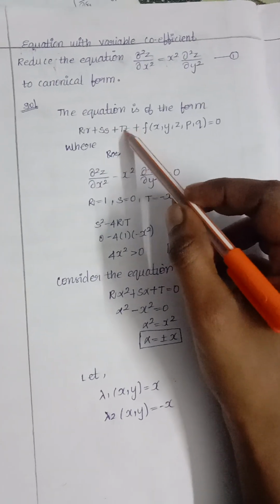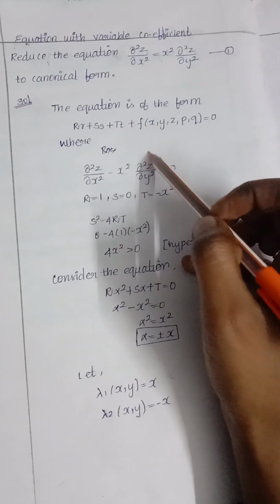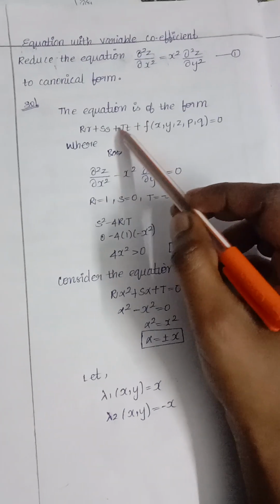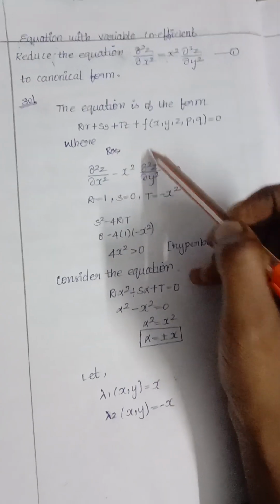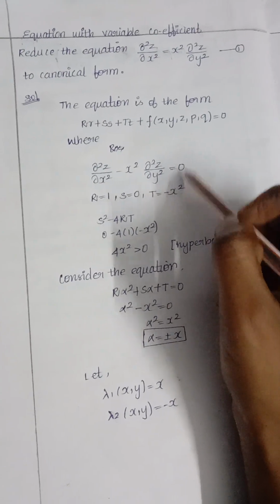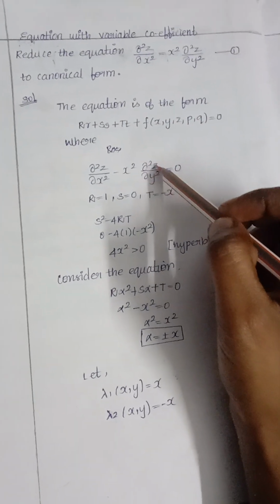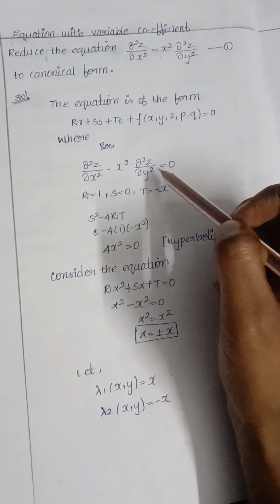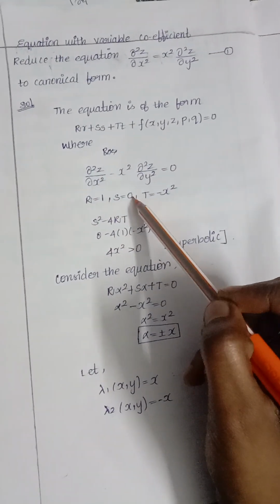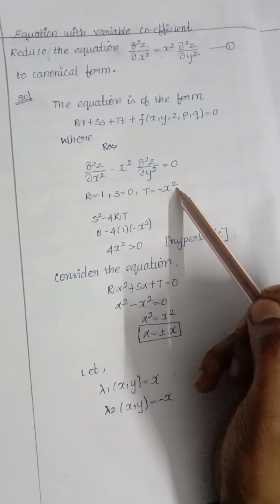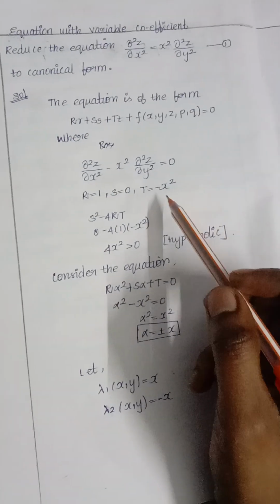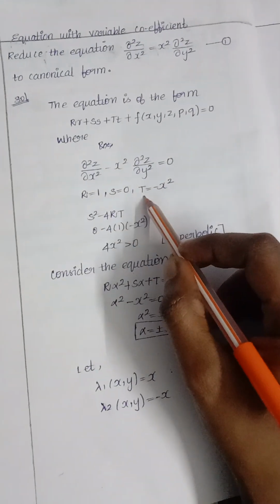Then the next term is small t, and our small t is ∂²z/∂y², and that coefficient is written as capital T. For our question, if we compare, the coefficient of ∂²z/∂y² is minus x². So finally we get R = 1, S = 0, and T = -x².